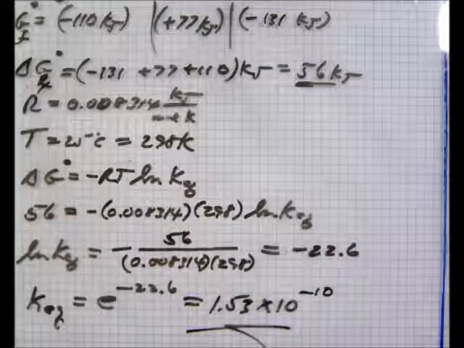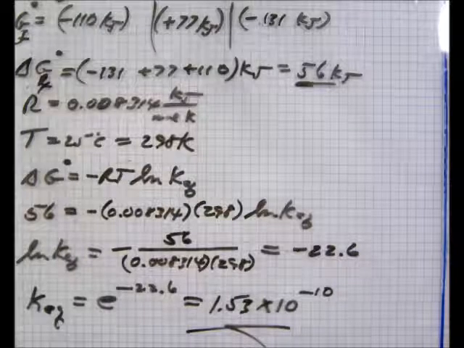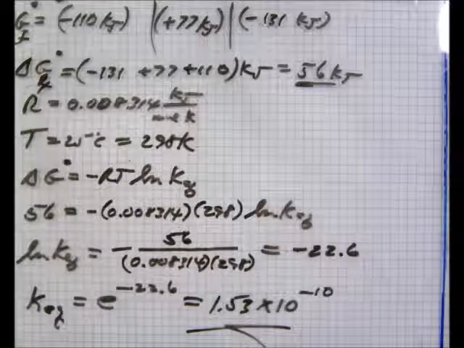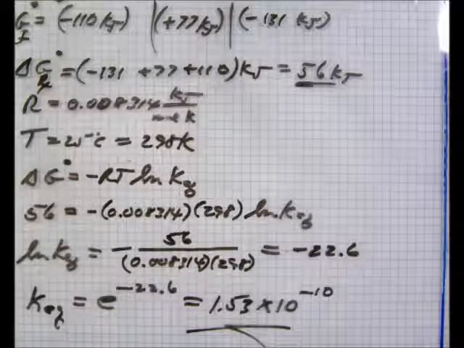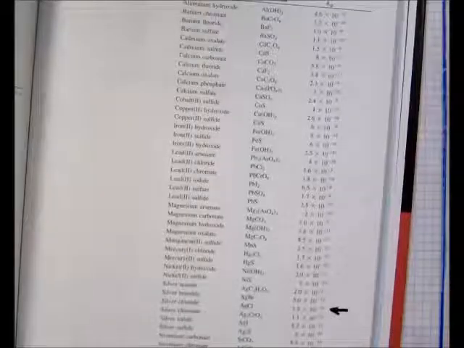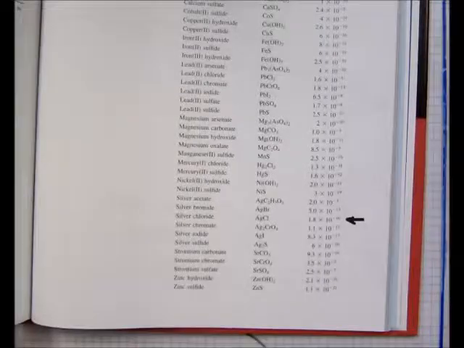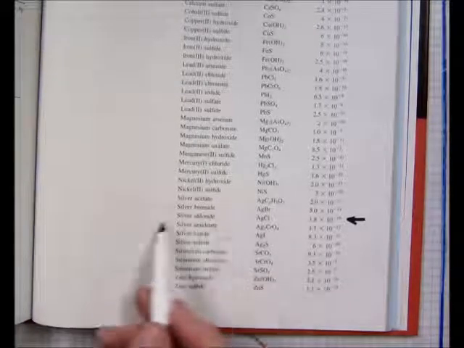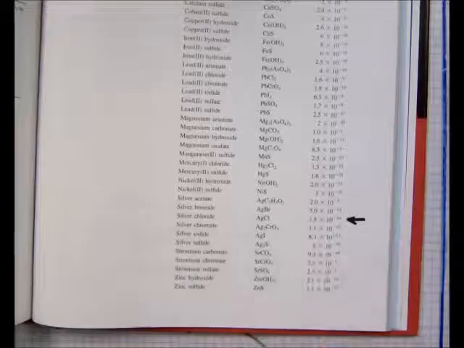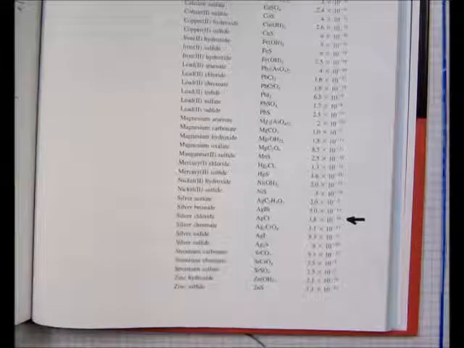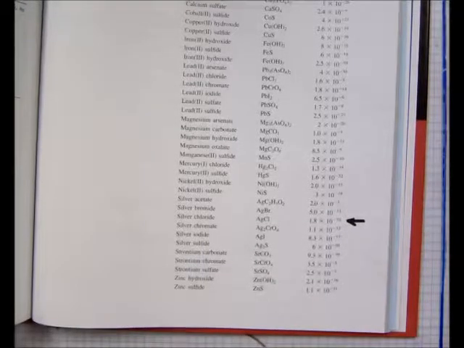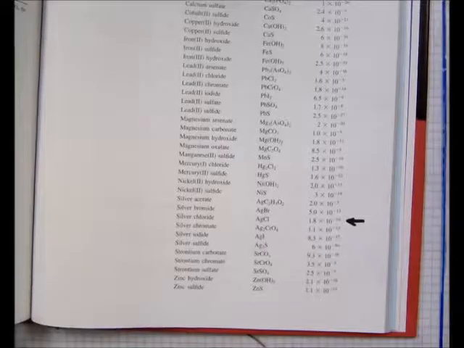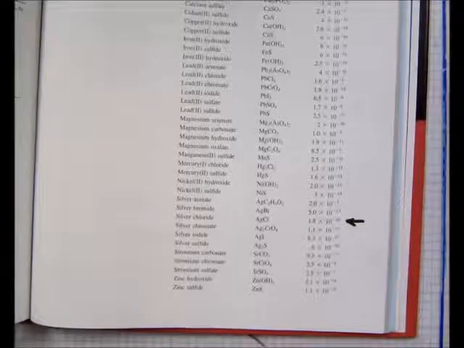So when we look up the equilibrium solubility product constant for silver chloride, it's 1.8 times 10 to the minus 10 by the published value here, and we got 1.5 times 10 to the minus 10, which is close enough for government work, so to speak. And that's how you use thermodynamics to describe your reactions.